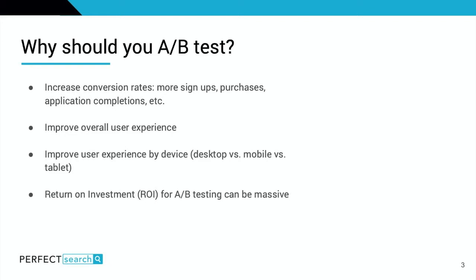It can also improve overall user experience. If you run a test that changes one element, it can be found that one element can have a huge importance on the user experience. It can also improve that user experience by device. You can run tests specifically for desktop or tablet or a user's mobile device, which can greatly improve their overall experience when they're scrolling on, say, their iPhone.